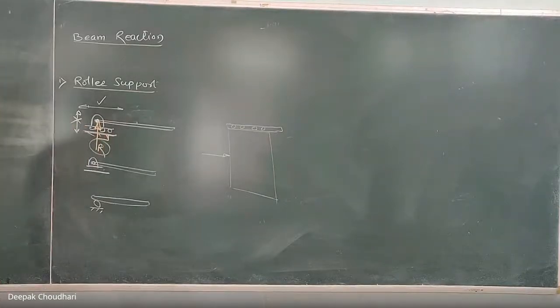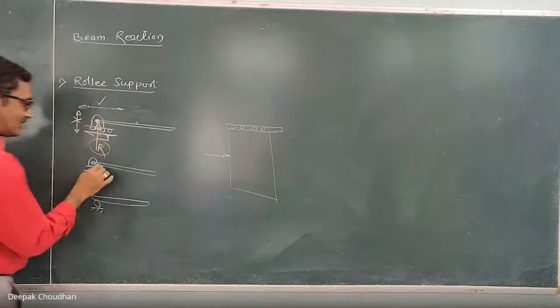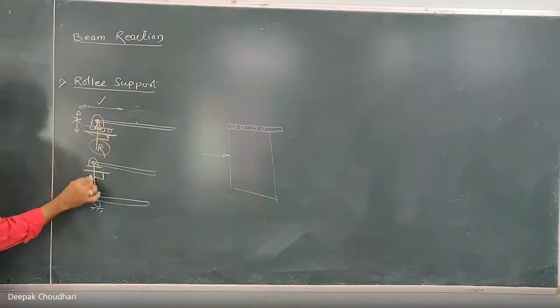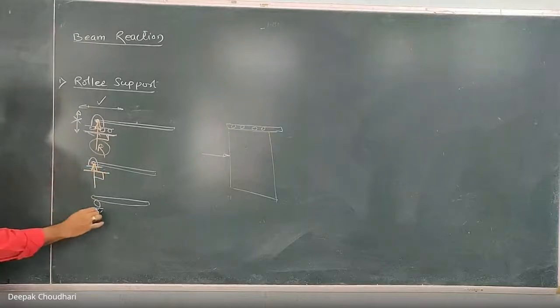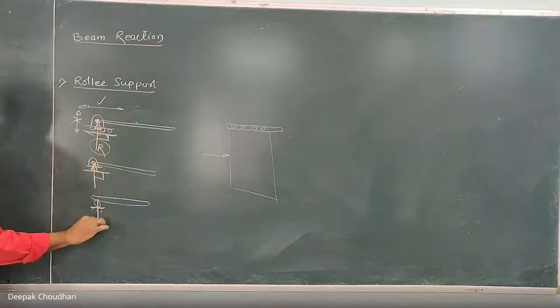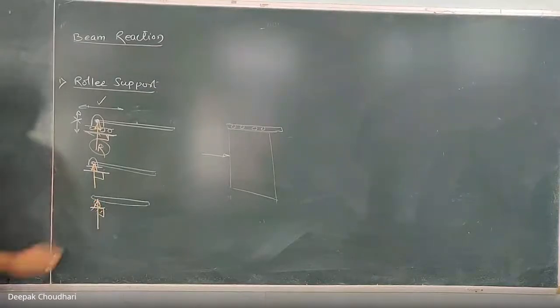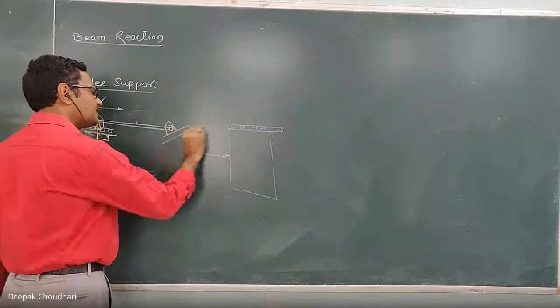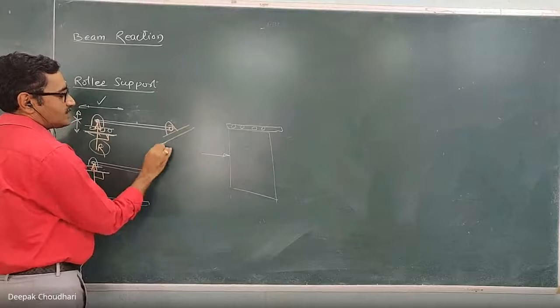Here also this is the supporting surface, so the reactive force is perpendicular to the supporting surface and the direction can be assumed. Here also the supporting surface is horizontal, the reactive force is vertical, perpendicular to that supporting surface, and the direction can be assumed. Sometimes the roller may rest on an inclined surface also. Such an inclined surface can also have a roller resting on it.